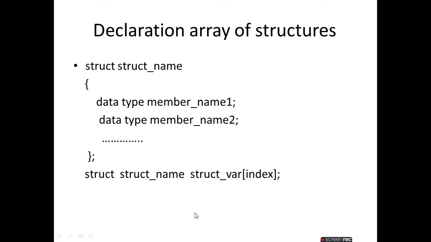This is the rule for declaration. Structure keyword, then name of the structure. Then we take it like an array. Struct var. Okay, which variable? Then the index.